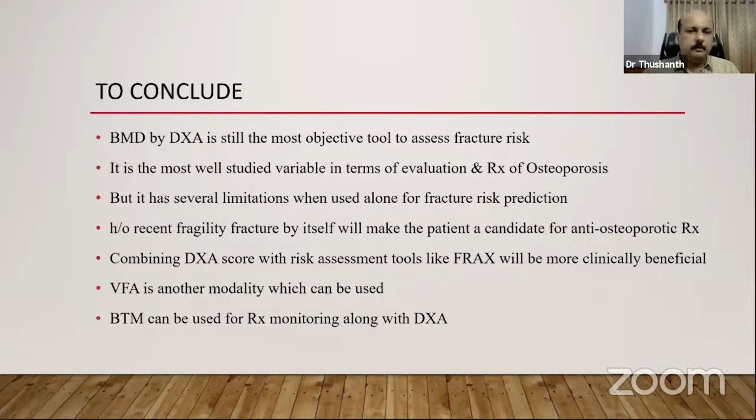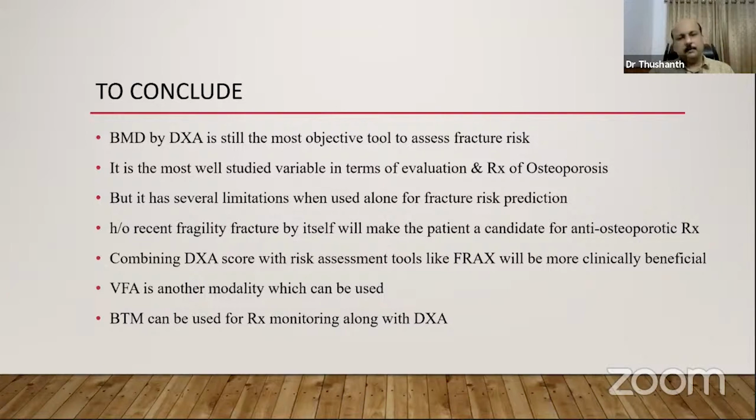So to conclude, BMD by DEXA is still the most objective tool to assess fracture risk. It is the most well-studied variable in terms of evaluation and treatment of osteoporosis, but it has several limitations which we have discussed previously. A history of recent vertebral fracture by itself will make the patient a candidate for anti-osteoporotic treatment. Whereas other patients, we will have to do an assessment by combining the DEXA score along with the FRAX score. But this type of combination assessment is basically evolving in the European guidelines.